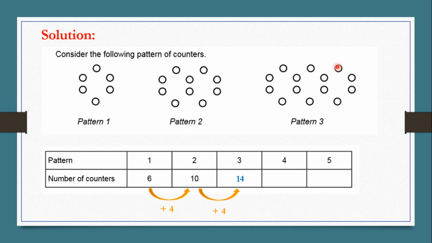So in pattern 4, how many counters will we have? 14 plus 4, which is 18. And in pattern 5, we will have 18 plus 4, which is 22.